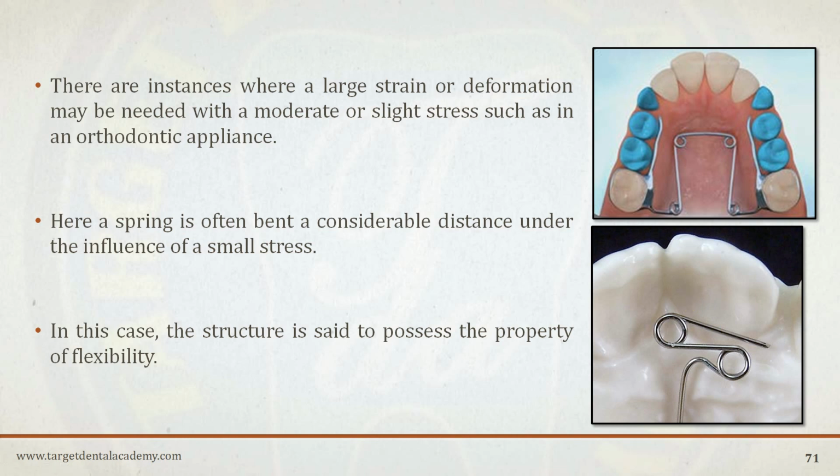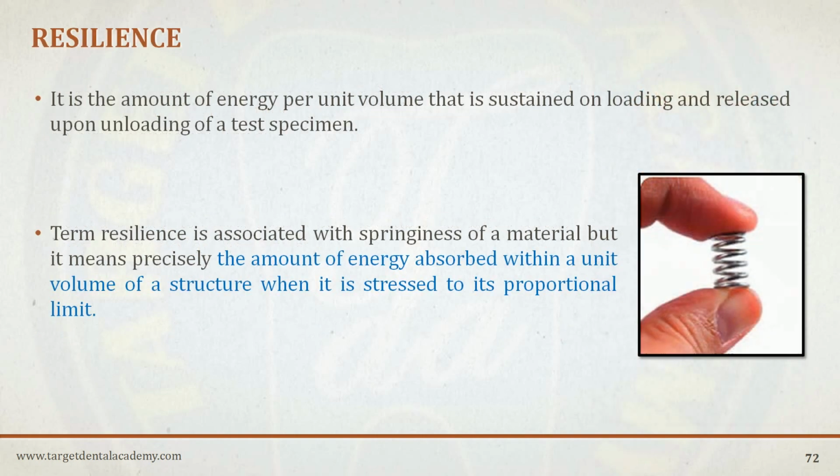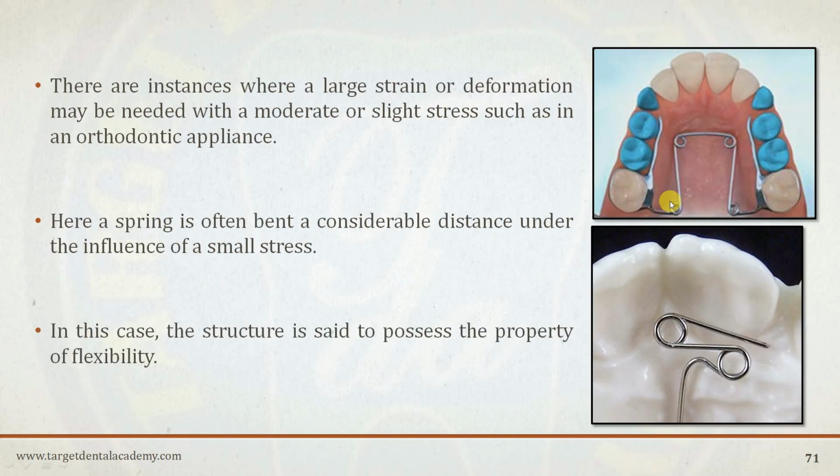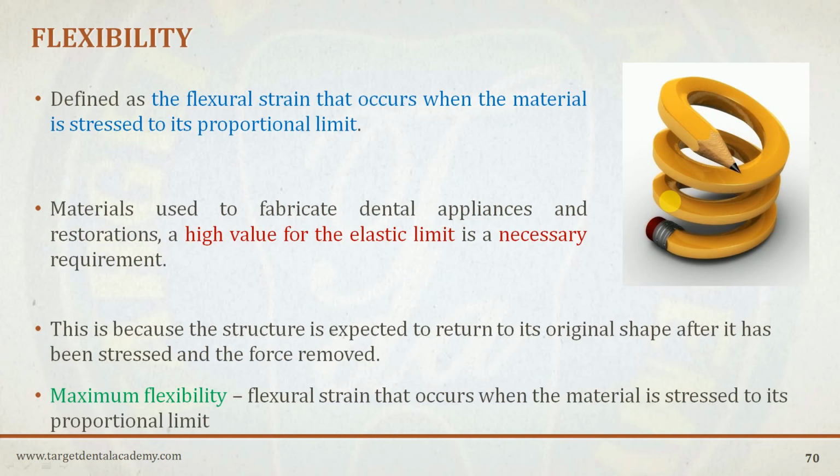So it is basically used to correct the anterior crossbite, or you can say the single tooth crossbite. Coming on to the resilience, it is the amount of energy per unit volume that is sustained on loading and released upon unloading of the test specimen. I'm sorry, this is the main example of the spring. I was confused with that resilience and this flexibility.